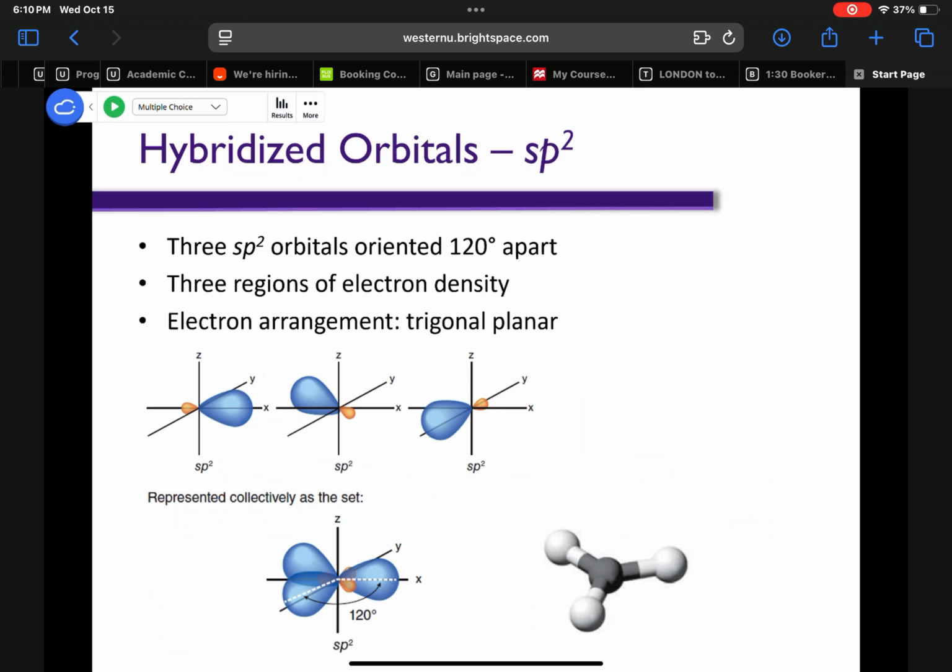When we draw them all, we can see they're oriented as far away from one another as possible. And we know from VSEPR theory, that means they're 120 degrees apart, which means it's a trigonal planar electron density arrangement. So all of those could be bonding, and that would give us a trigonal planar molecule. Or if one of them was non-bonding, then we would have a bent structure. But we would still have those 3 hybridized orbitals.